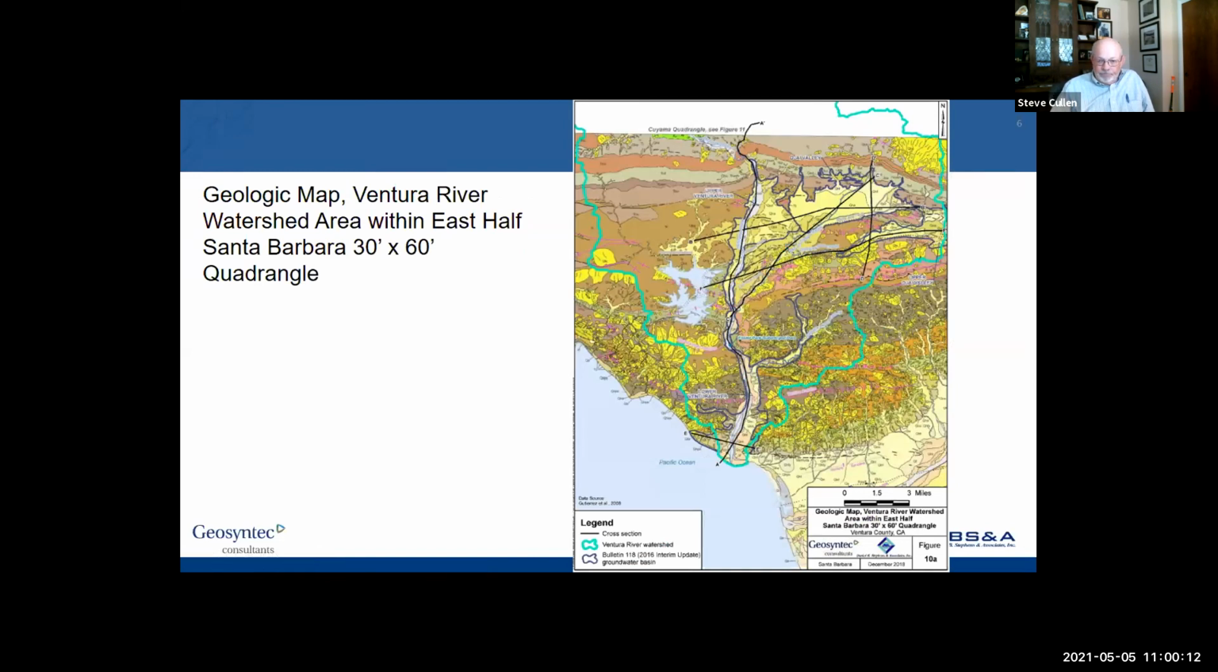Geologic maps used in the analysis include the east half of the Santa Barbara 30 by 60 minute quadrangle prepared by the California Geologic Survey. The coverage included most of the Ventura River watershed and all of the Bulletin 118 groundwater basins. Geologic nomenclature used by the California Geologic Survey was adopted for use in reporting the results of the geologic analysis.